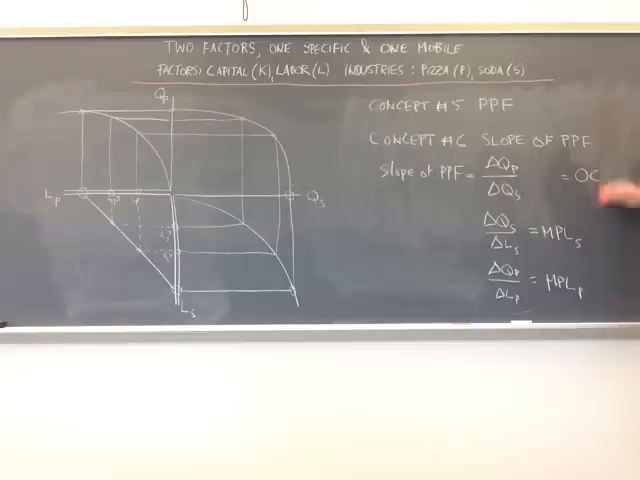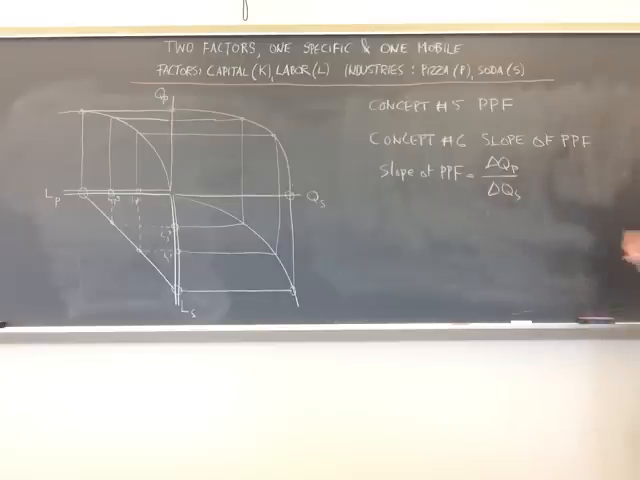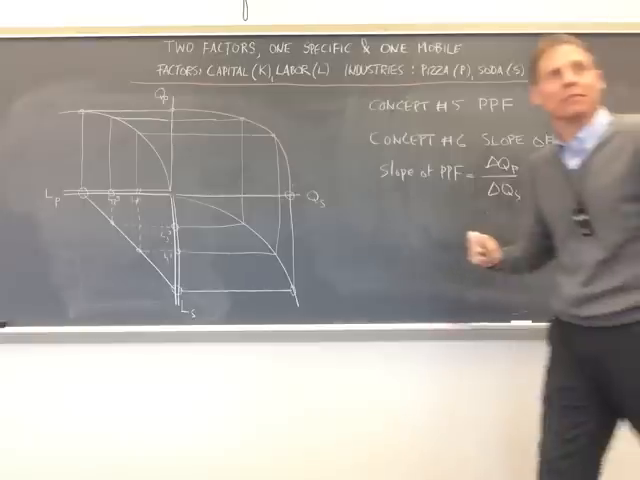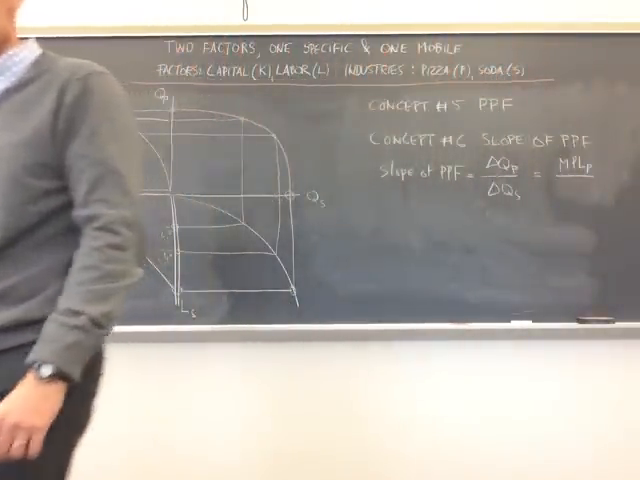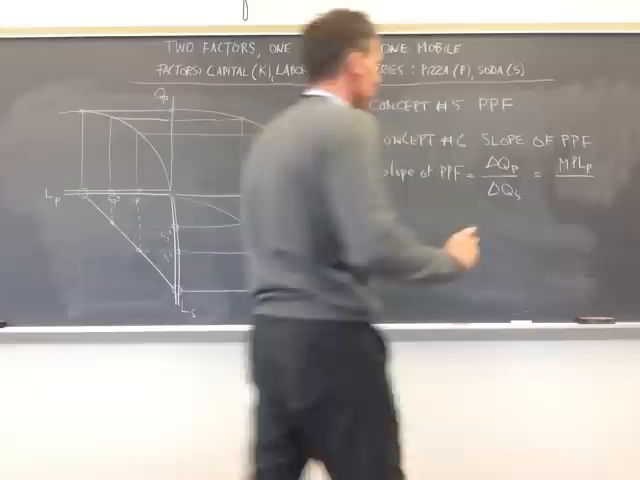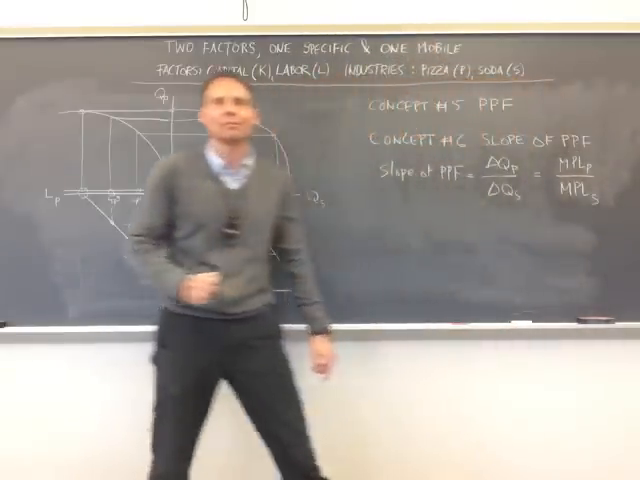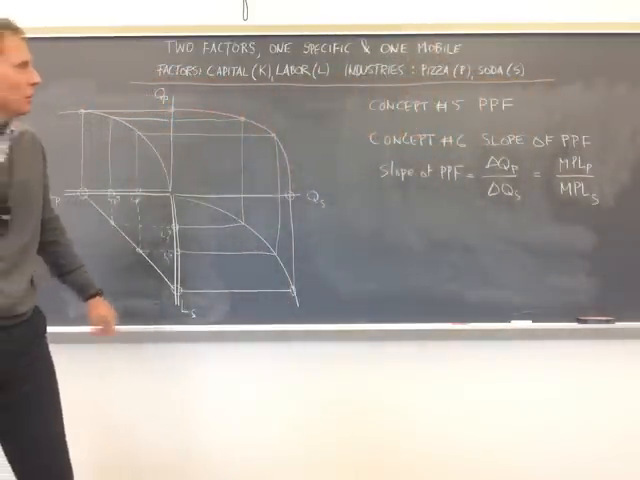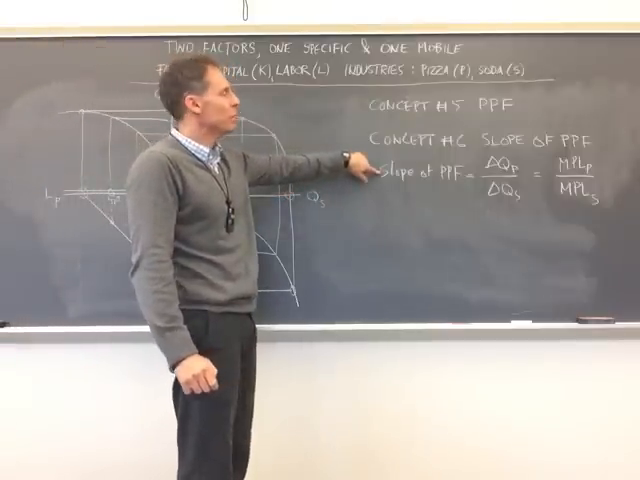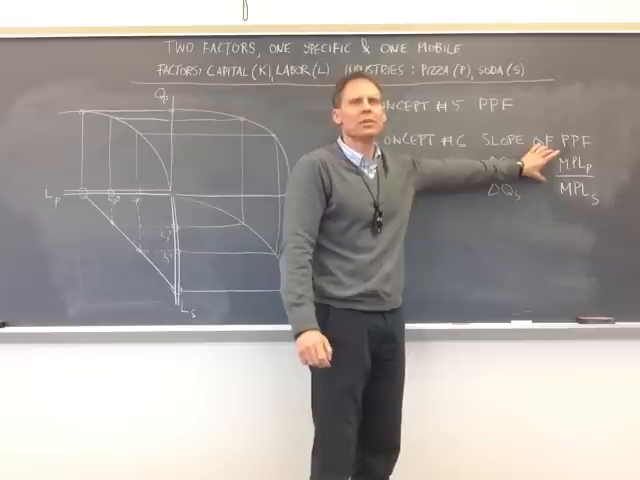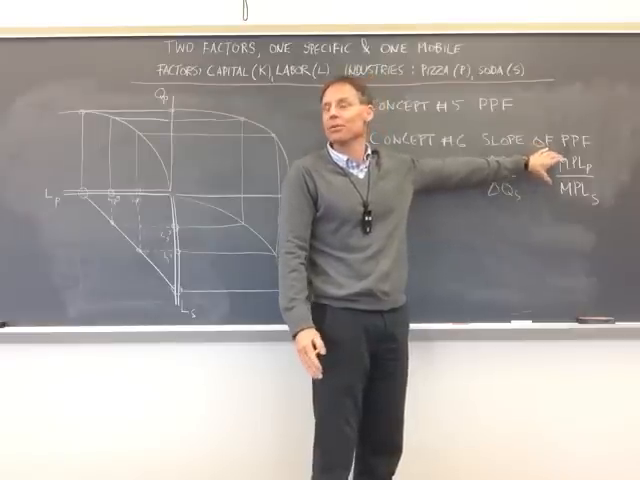Let me just rewrite that a little bit. So we have that the change in pizza was equal to the marginal product of labor in the pizza industry. And the change in soda was equal to the marginal product of labor in the soda industry. So therefore, the slope of the PPF is equal to the ratio of the marginal product of labor in the two industries.